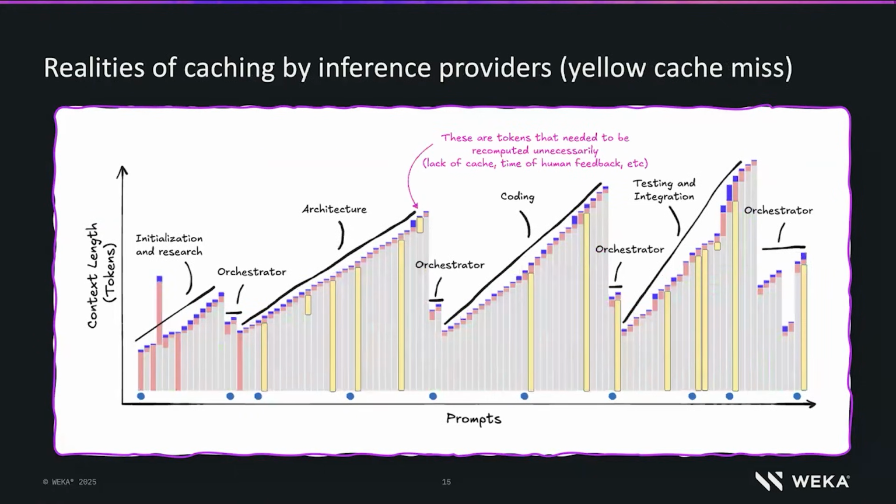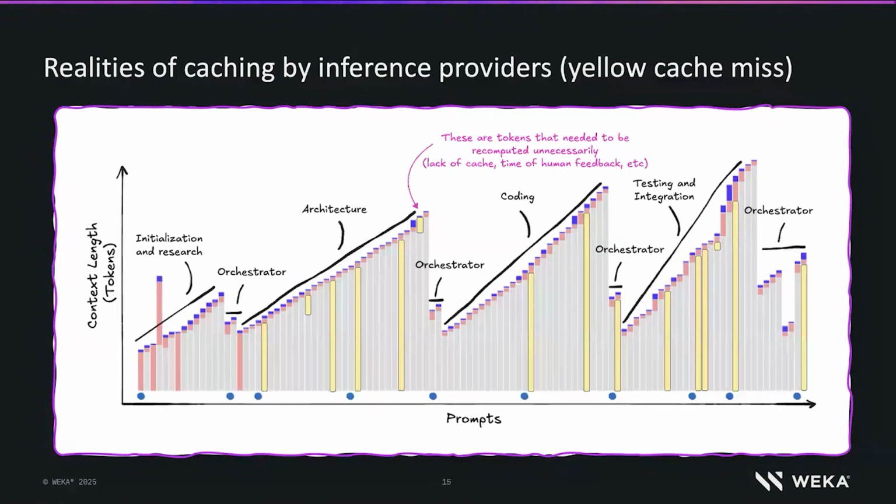The thing that we're here to talk about today, though, mainly is that while there's a lot of gray that could be cached, the reality is very different. So if you send this to an inference provider, what ends up happening is you don't actually get 100% of the cache hits that you could get.